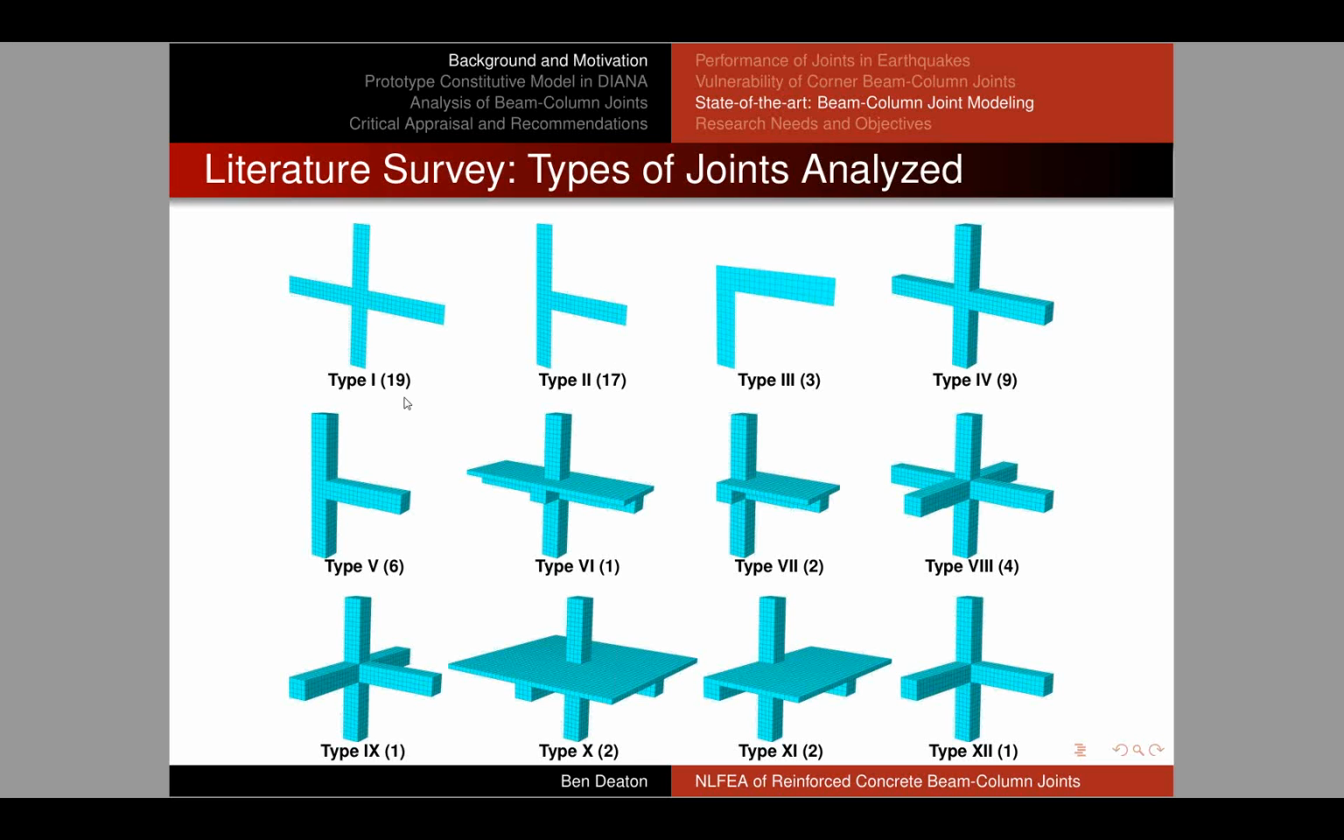So what we can see here is that types 1 and 2 have been studied, respectively 19 and 17 times, and comprise 2/3 of the database in the literature. And of the remaining that have more realistic configurations, like a slab present, most were only subjected to either monotonic or unidirectional cyclic loading. And in fact, only 1 study to date looked at the response of an exterior corner joint with non-seismic detailing. And as we've seen, these are the most vulnerable. So we need to understand the response of these types of joints better.